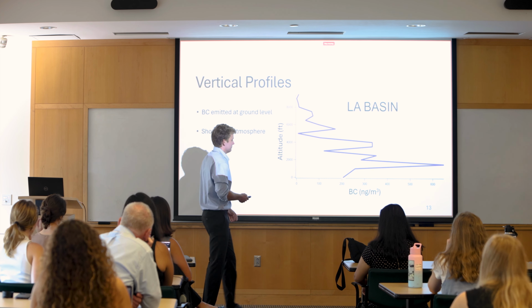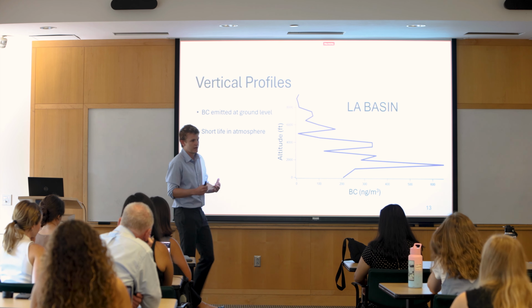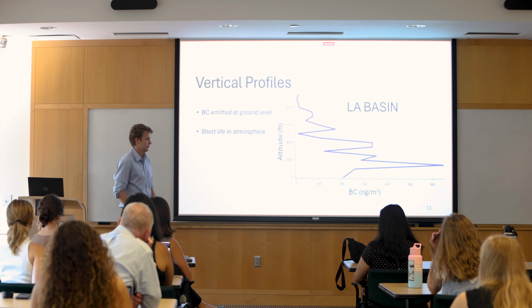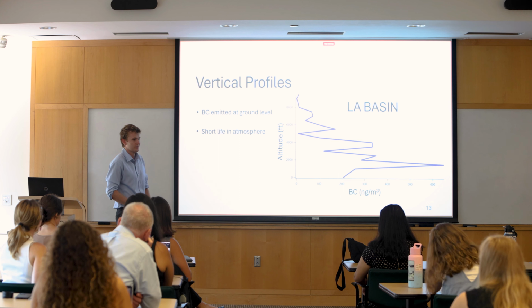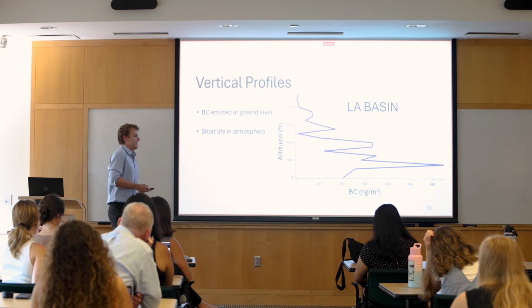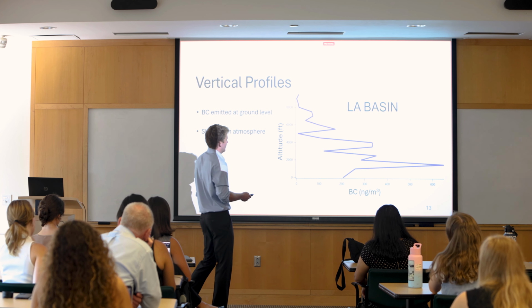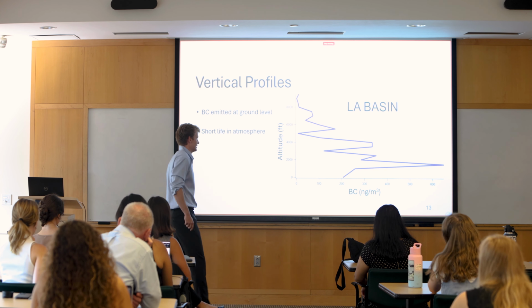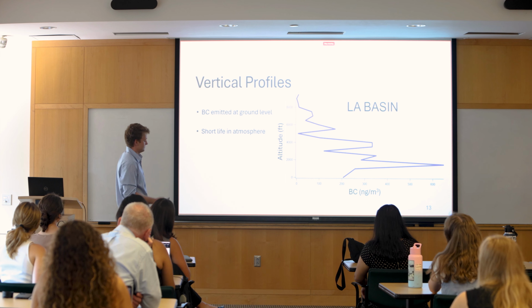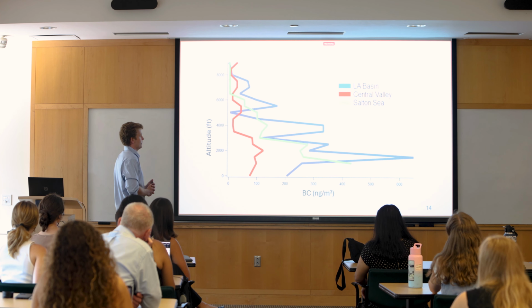We don't have as many measurements on the P3B at 0 to 500 feet, just given that people would probably freak out if they're flying at 300 feet over the LA Basin. But you have fewer values right here, so we can assume that most of the black carbon is living between 0 and 2,000 feet.